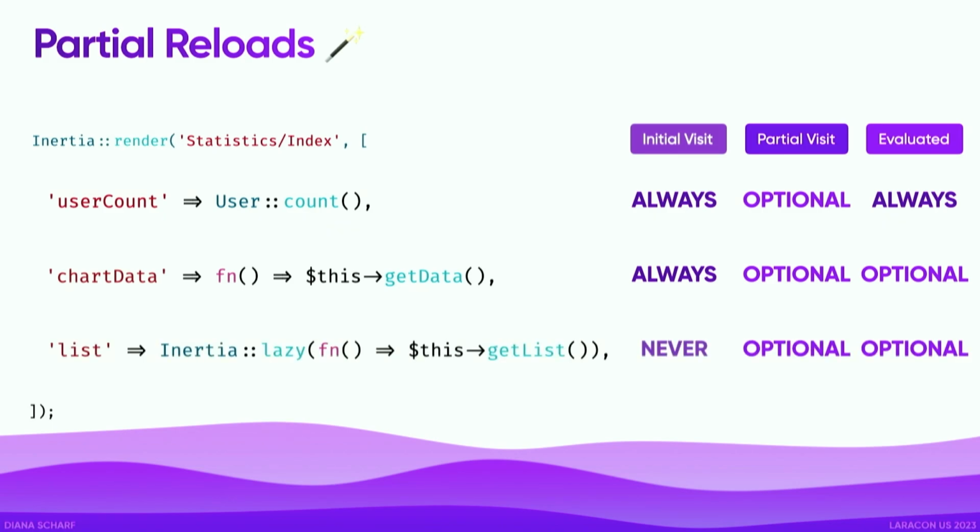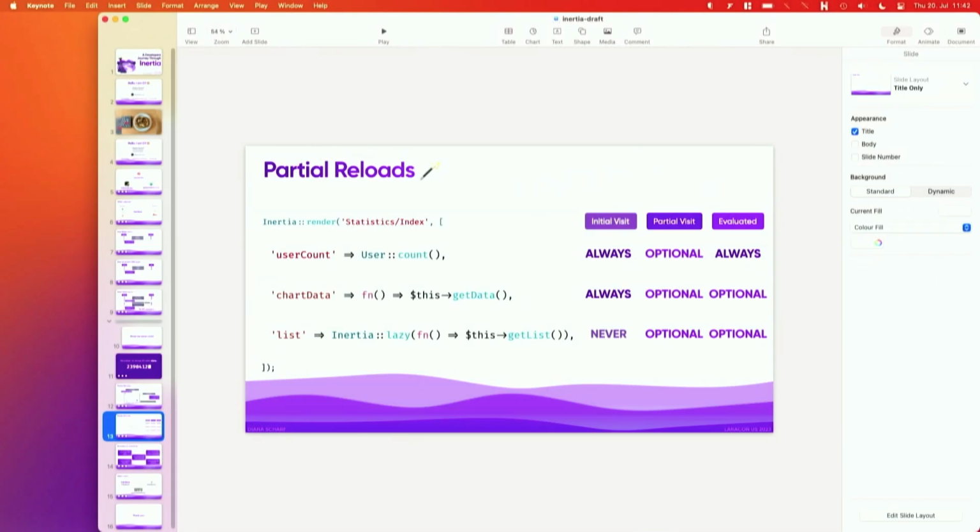Third option looks a bit confusing. We need the PHP arrow function again, and we wrap this one in the Inertia lazy wrapper. This data is never passed down on an initial visit. It's optional for a partial visit, and only then it's evaluated. You following me? Yes? Good. Let's see what this actually does and what cool things we can build with that.